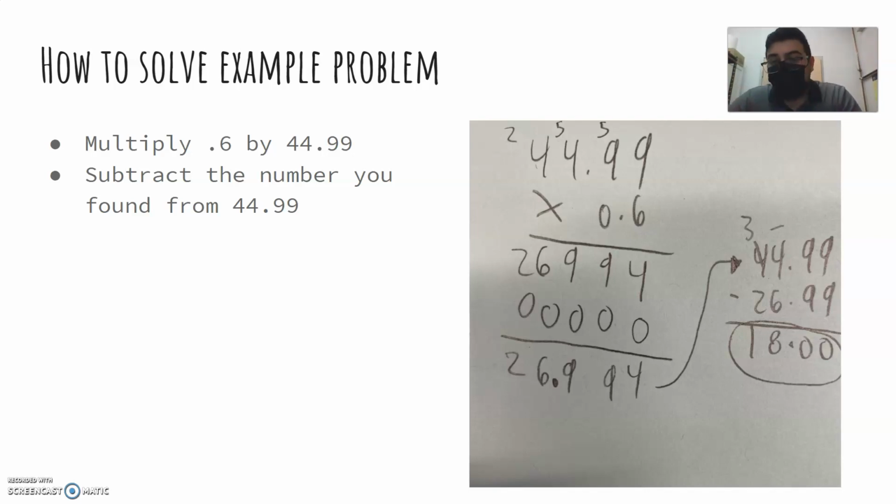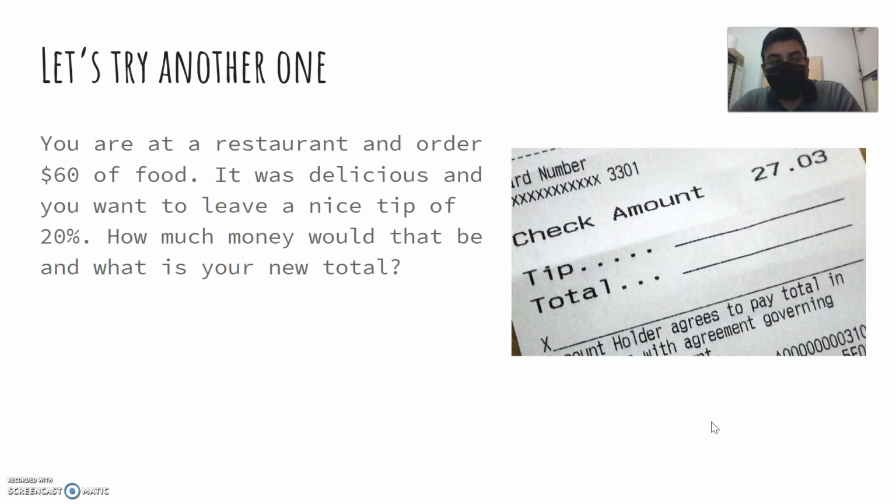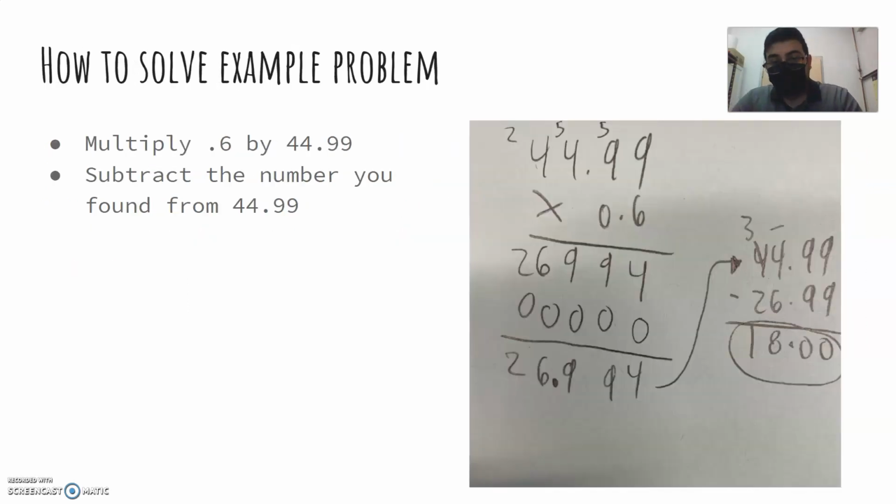We're going to round it off. So since the last number is a 4 and not a 5, we round it down. So we could just get rid of that number, and it's 26.99. Then we subtract 44.99 minus 26.99, the new number from over here, and to subtract as normal, $18. So 60% of 44.99 is $18.